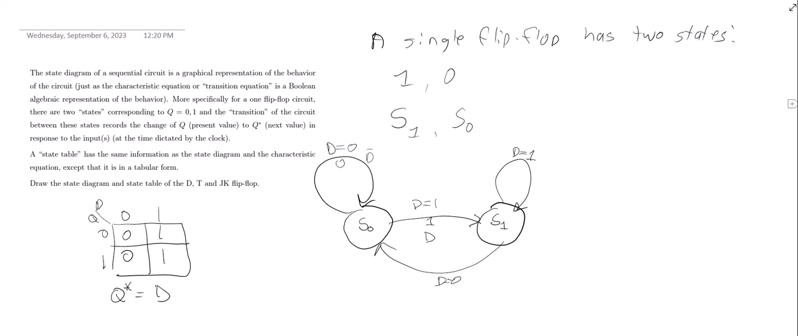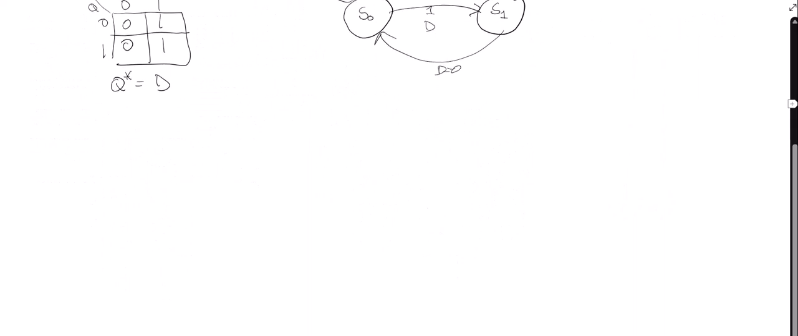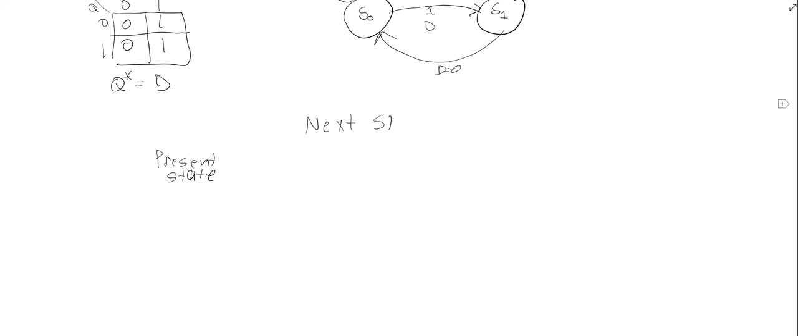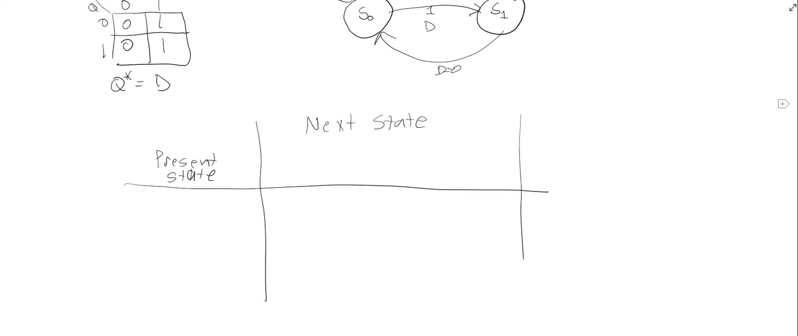Now our state table, I'm actually going to do a state table for our SR. No, I don't want to do a state table for SR. I'll do a state table for JK. So here's how a state table looks. You have present state, and then you have next state, and with your next state, you're going to have columns for each possible input.